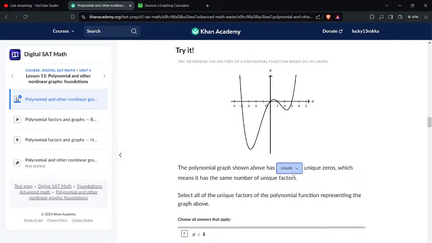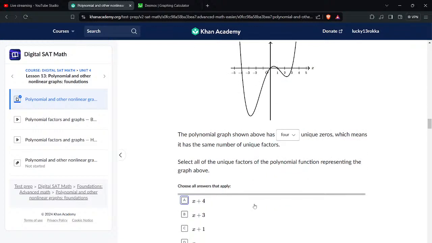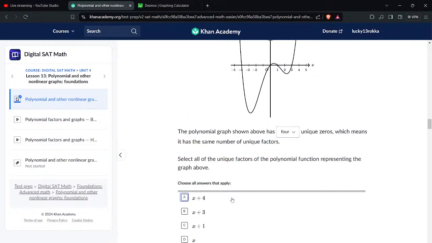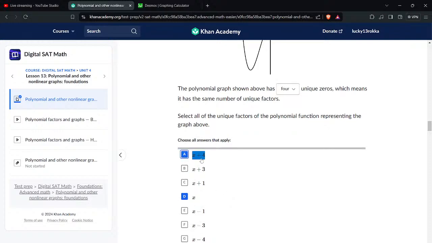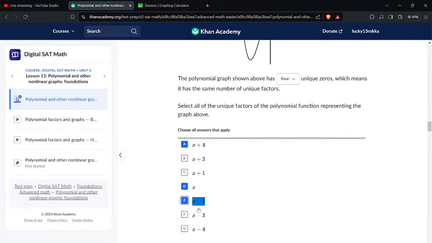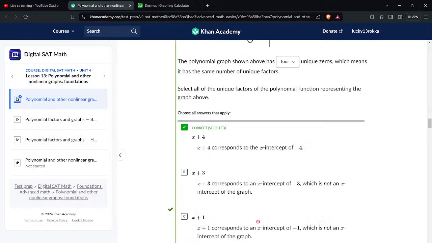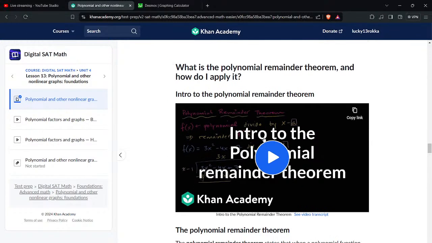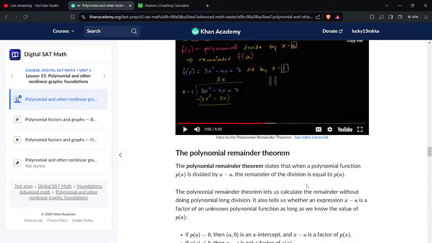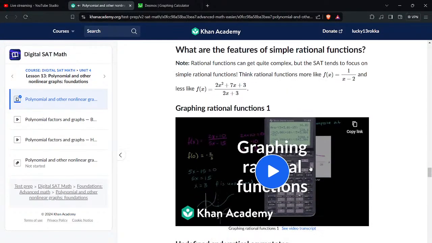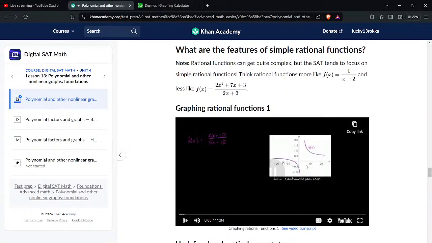One, two, three, four. Four unique zeros. So let's divide by x minus 1. So a division. And so what do we get? Of course, I know everything.